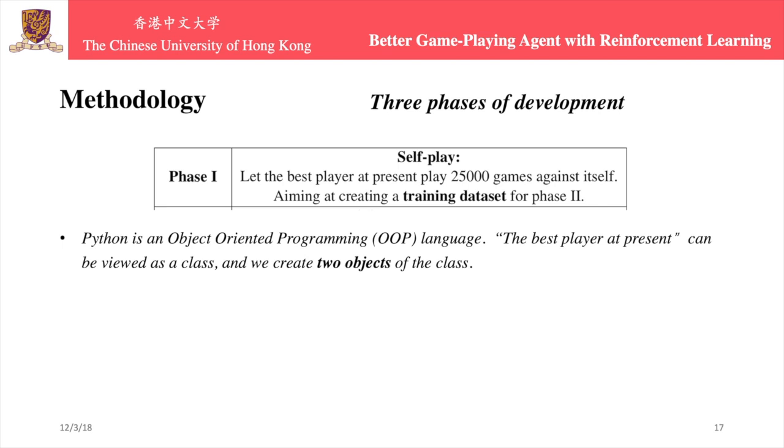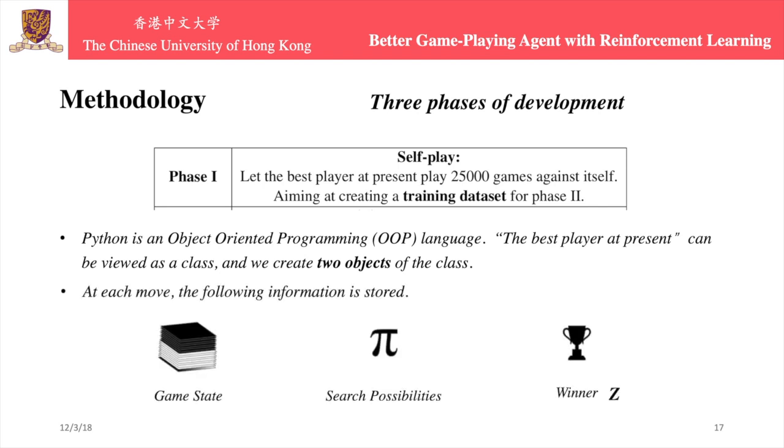We know that Python is an object-oriented programming language. The best player at present can be viewed as a class. So we only need to create 2 objects of the class and let these 2 objects play against each other. And at each move during the self-play, we will store the following 3 pieces of information.